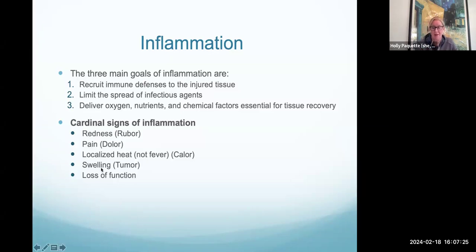And then swelling. Because so much fluid is coming to that area, we tend to see the tissues swell there with the fluid in there, and we refer to that as tumor. Lastly, if we have really bad inflammation, so quite inflamed, we could have loss of function for a short period of time, so temporarily, because it's so swollen that we don't have range of motion.